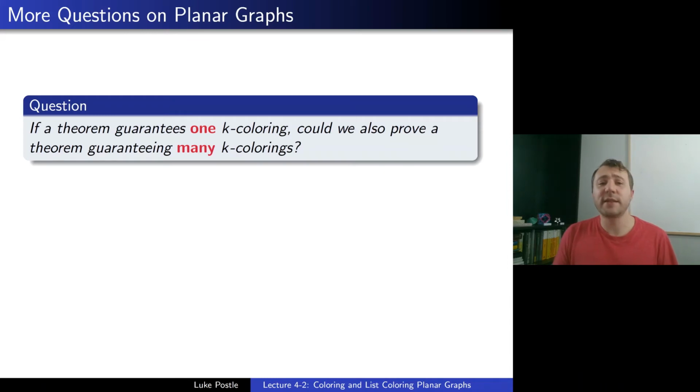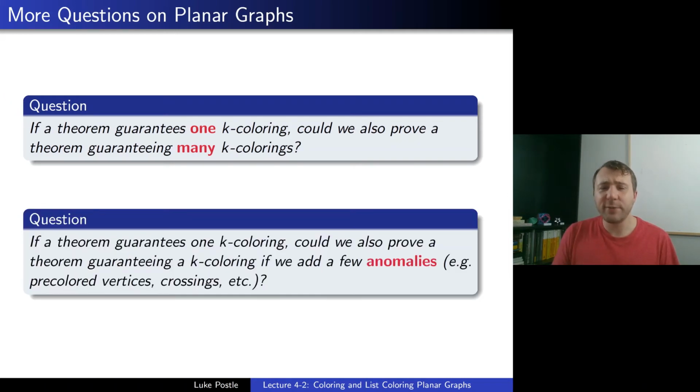When can we do it? You know, could we get exponentially many? So we'll talk through some of that. But here's maybe a different kind of direction to go in. If a theorem guarantees, say, a k-coloring, could we also prove a theorem guaranteeing a k-coloring if we add a few, quote, anomalies?